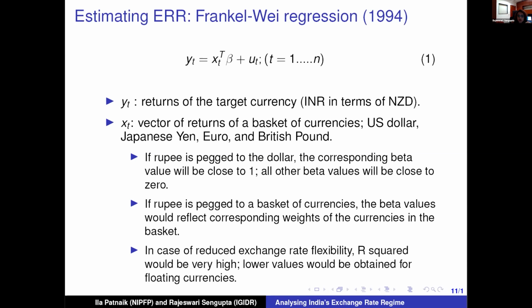In addition, the R squared of this regression also has a very important role to play. If the exchange rate flexibility is low, then the R squared would be very high, because much of the YT is being explained by the exchange rates on the right-hand side. On the other hand, if the exchange rate is highly flexible, meaning not much of the variation in YT is explained by the exchange rates on the right-hand side, then the R squared would be relatively low.